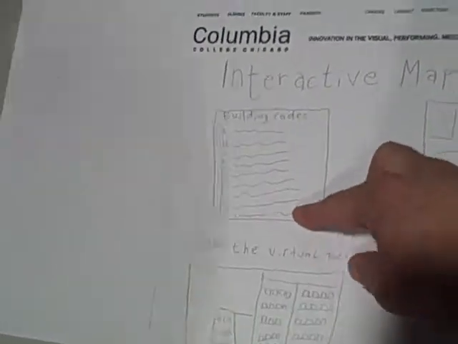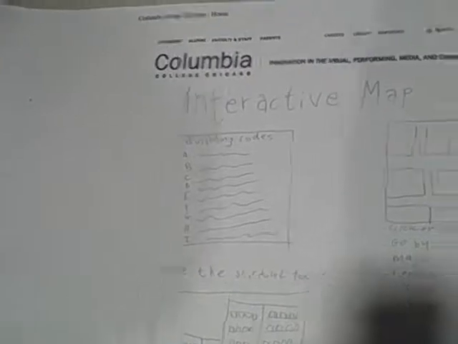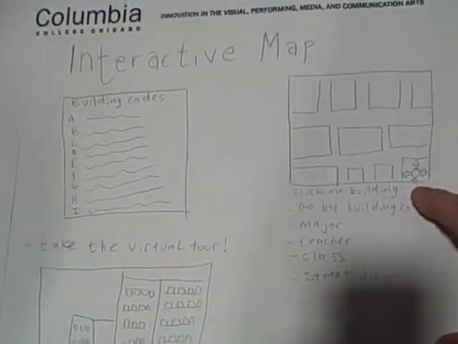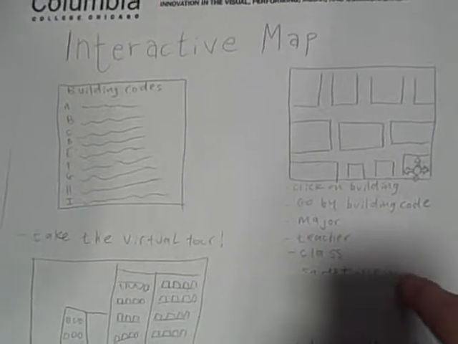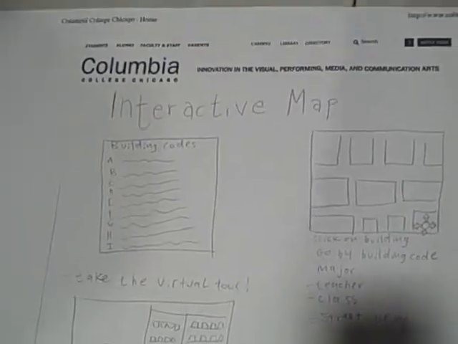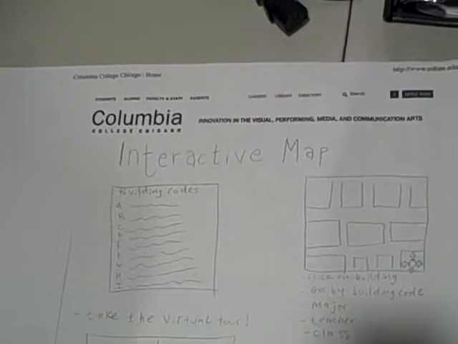Been here for 4 years. I don't know all the building codes yet. Yeah. So with this map, you could click on the building, you could go by building code, you could go by your major, teacher, class, and there's also a street view, which is similar to that Google Maps function, where you can actually toggle around and see the photos of the buildings.